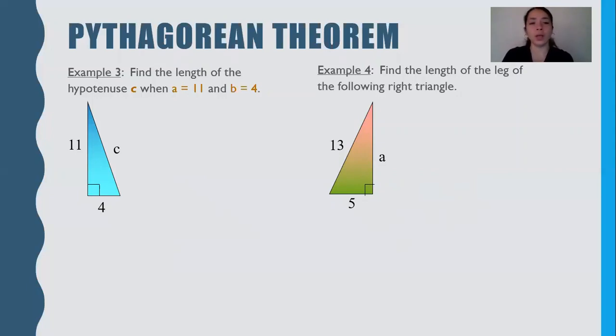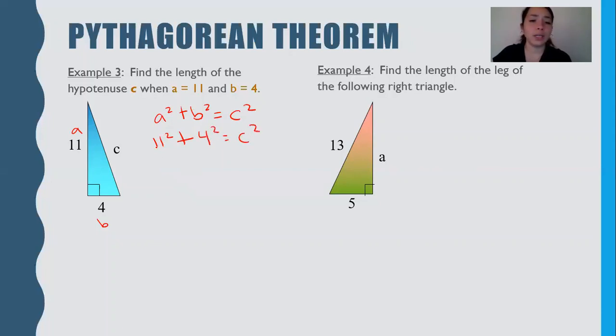I'm going to go ahead and quickly solve this problem so you can see how it works. Find the length of the hypotenuse C when A is equal to 11 and B is equal to 4, as they labeled it for me. So I know A is 11, B is 4. A squared plus B squared equals C squared. I know that A is 11. I know that B is 4.